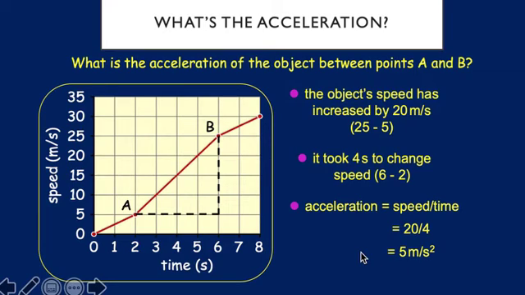And have a look at the units here. With acceleration, it's a change in speed over time. Now speed has got the units of meters per second, and time is in seconds. So meters per second divided by seconds. One way I can write that is meters per second squared. It's the same kind of idea, meters per second squared, and that's how we write the unit for acceleration.